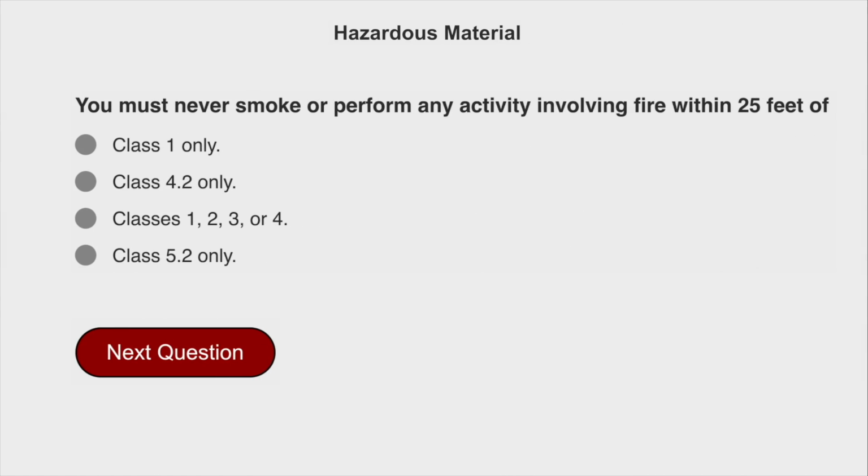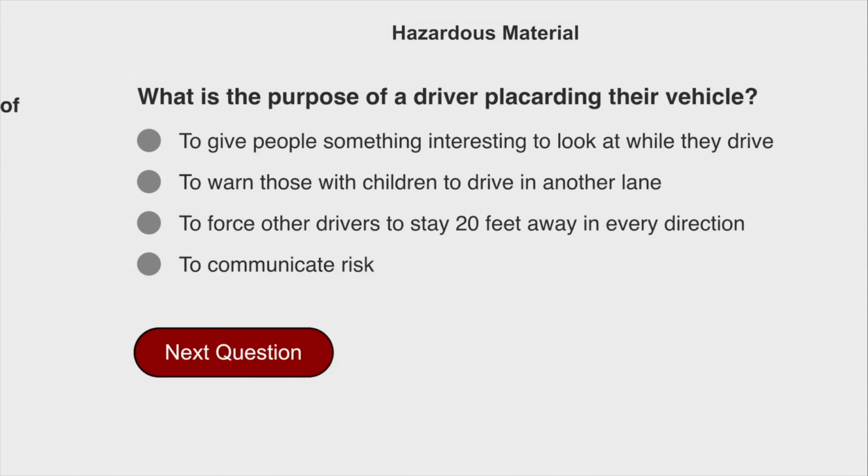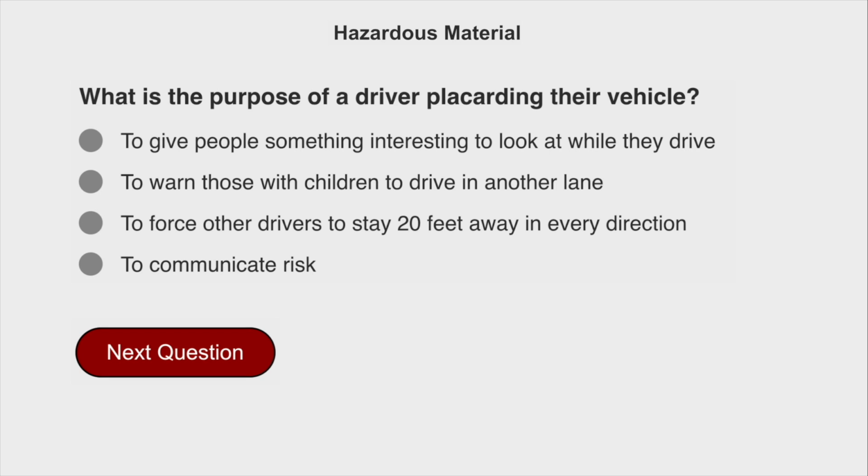You must never smoke or perform any activity involving fire within 25 feet of classes 1, 2, 3, or 4. What is the purpose of a driver placarding their vehicle? To communicate risk.